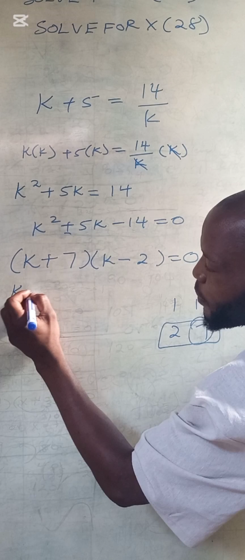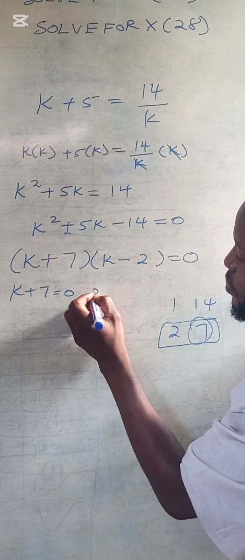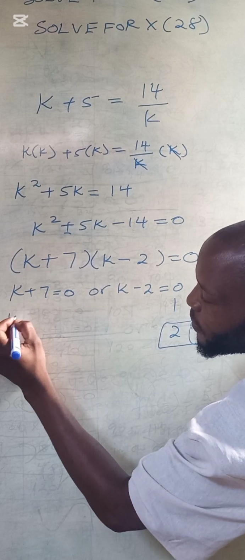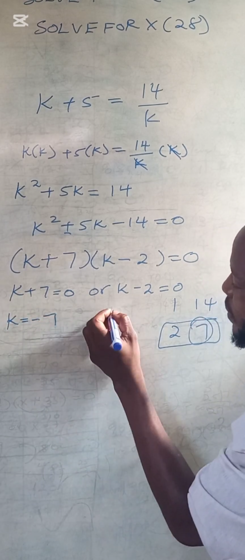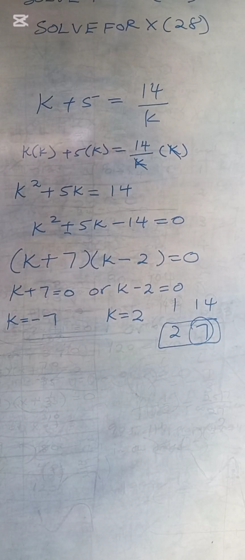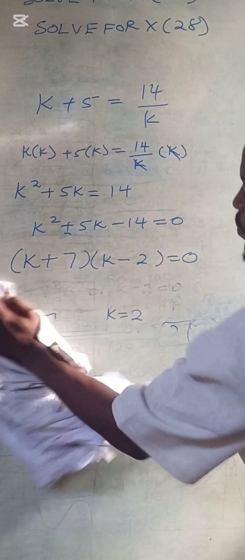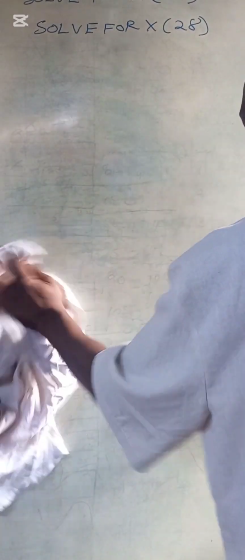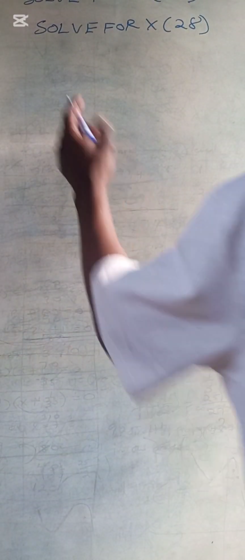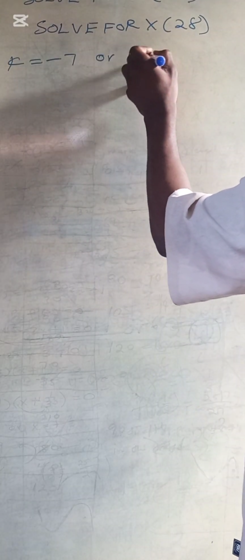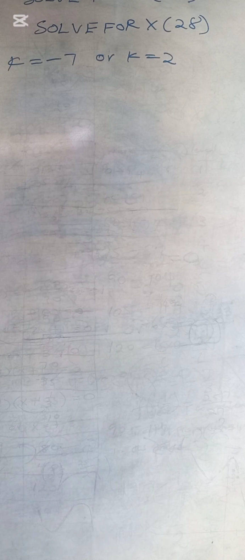Therefore, by the zero principle, k plus 7 is equal to 0, or k minus 2 is equal to 0. Therefore, k is equal to -7, or k is equal to 2, right? k is equal to -7, or k is equal to 2. We're good. Moving right along. If you remember, k is equal to -7, or k is equal to 2, right?